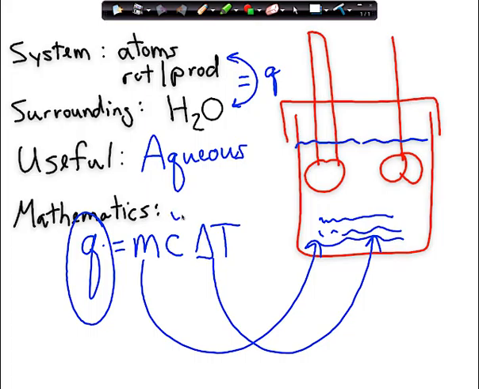Guys, the specific heat of water is 4.18 joules per gram per Celsius degree. You ready for a deep thought? 4.18 joules is equal to a calorie. Wrap your head around that.